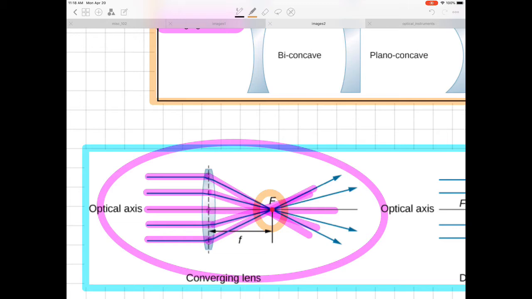All right, so converging because any ray that passes through the converging lens will bend towards the optical axis. Rays parallel to the optical axis will bend towards the optical axis and cross the optical axis at the focal point.